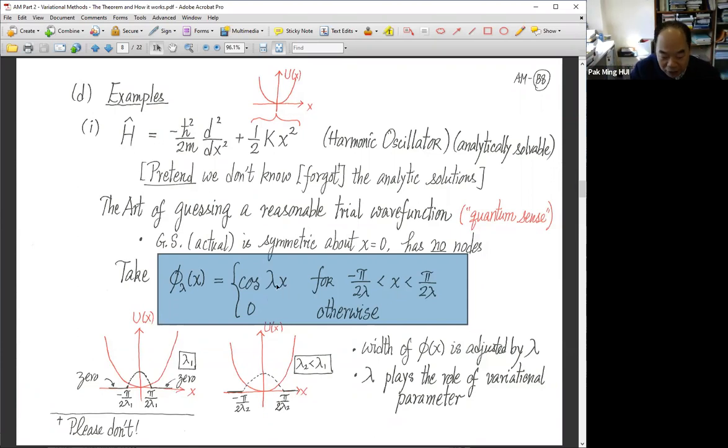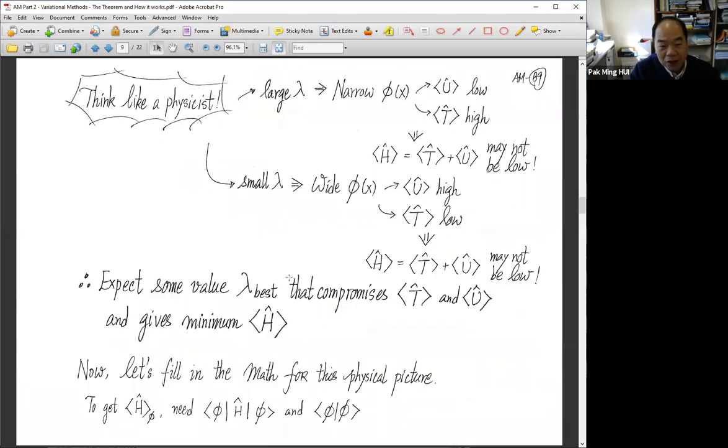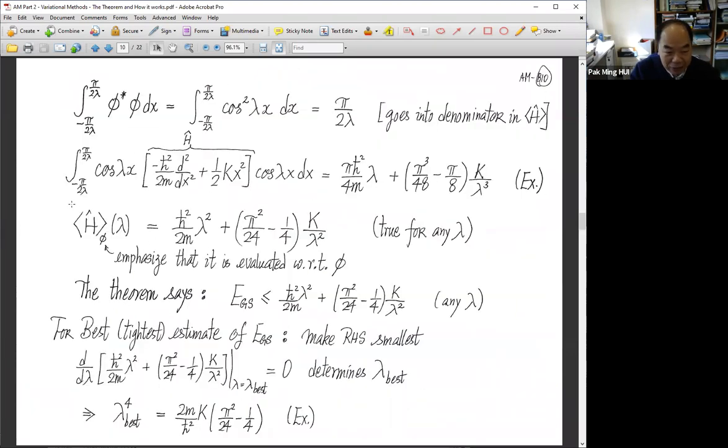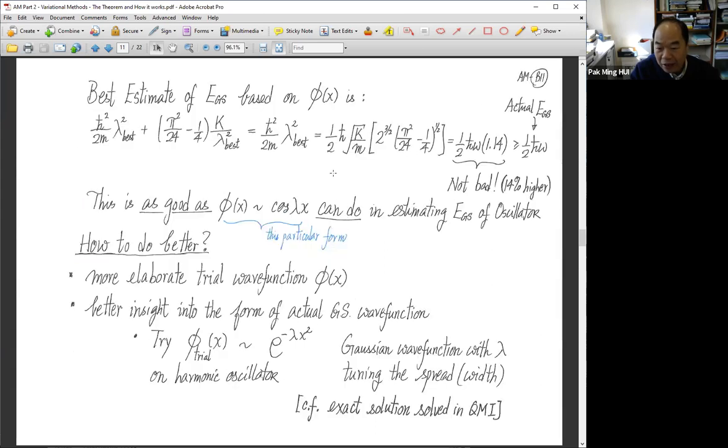And we look for this lambda by first calculating the expectation value, which will give us a function of lambda. So thereby, we are actually doing many trial wave functions in one shot using lambda as the tuning parameter. Then we look for the minimum, and at the end, we get a value that is 14% higher than the actual ground state energy.